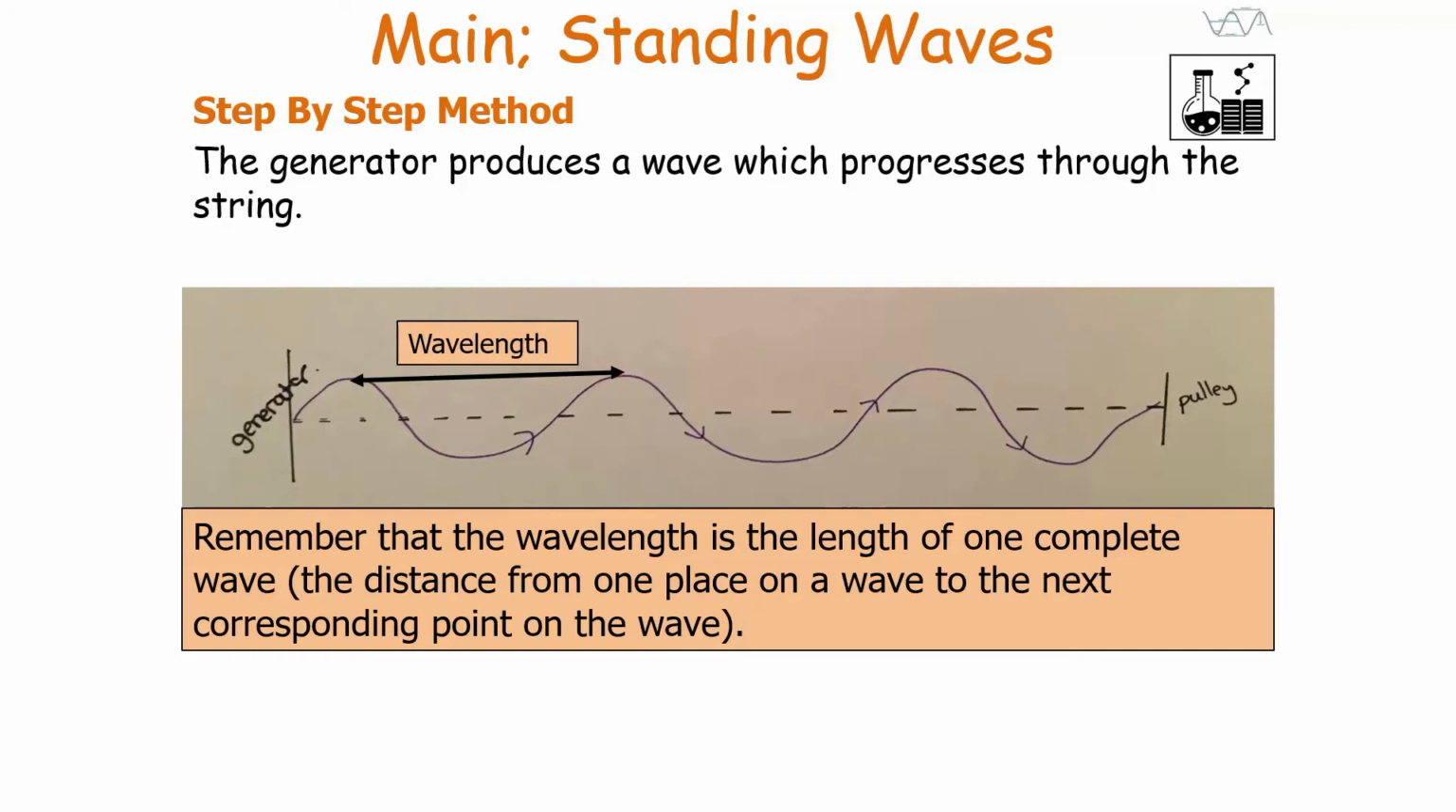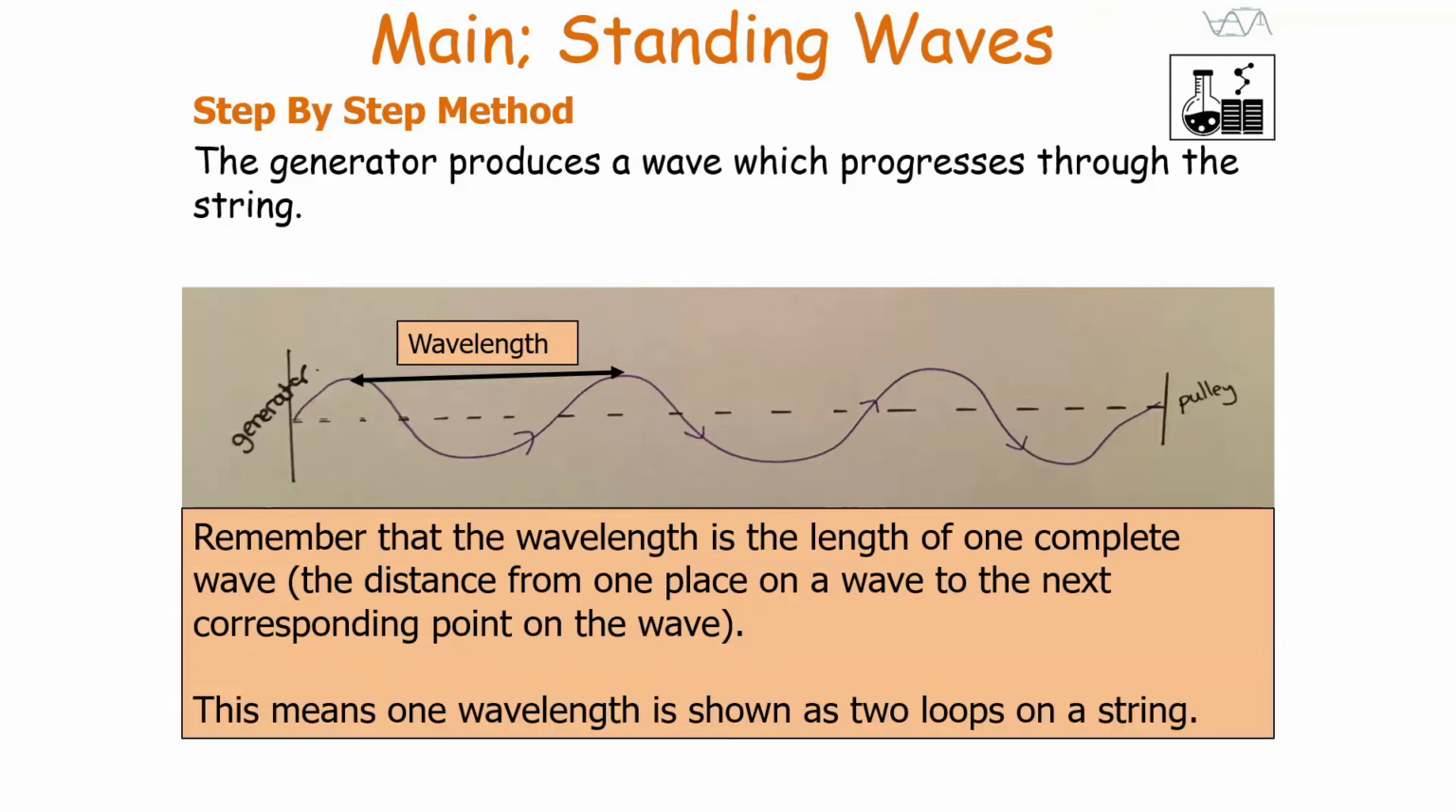Now the wavelength is the length of one complete wave, the distance from one place on a wave to the same point on the next wave. Now this could be peak to peak or trough to trough. Now this means that one wavelength is going to be two loops on a string, because it's the distance between those two loops, in this example 2 peaks, which give us that wavelength.